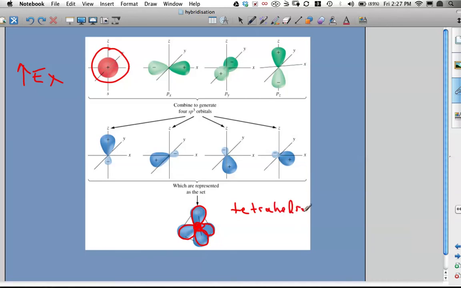But it hasn't actually made any bonds yet. These are atomic orbitals. They're atomic orbitals because they're in the atom, in the ground state. You've got your s and your p orbitals. 1s2, 2s2, 2p2 for carbon. These are what we would call simply atomic orbitals, and these are hybridized atomic orbitals.